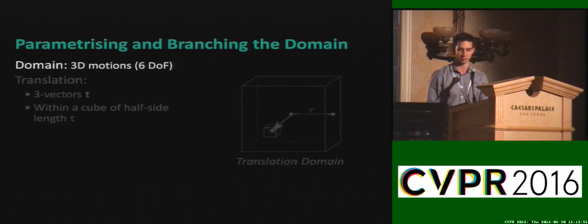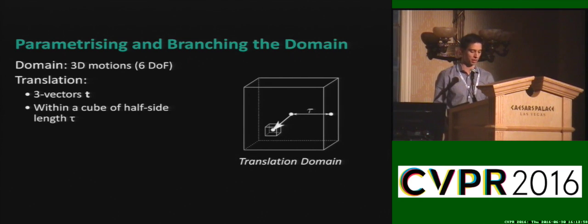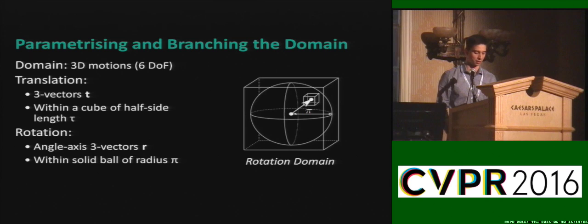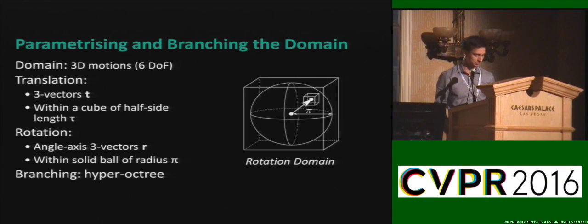The domain to be branched is that of 3D motions. 3 degrees of freedom come from translation, parameterized as vectors within a bounded cube, and the remaining 3 degrees of freedom come from rotation, parameterized as angle axis vectors within a solid radius pi ball. The 6D hypercube domain is branched using a hyperoctree data structure.